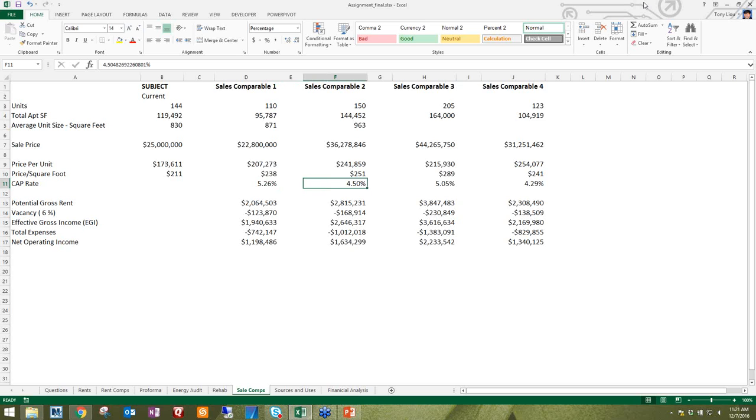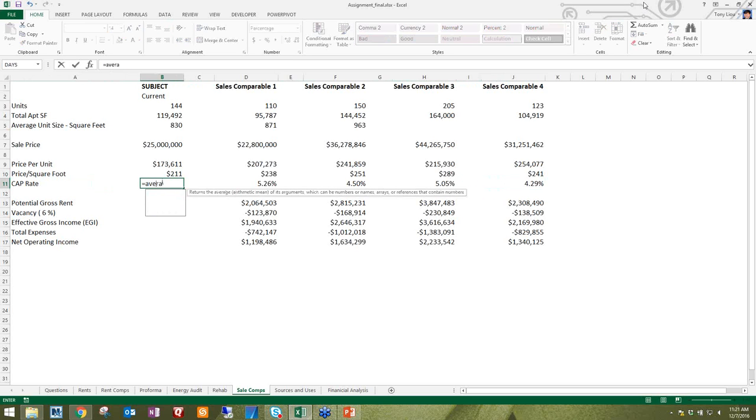And then we examine the sales comparable number 2. So again, it's similar, but we have a cap rate of 4.5%. We have a cap rate of 5.05% here, and then a sales comparable 4 has a 4.29% cap rate. So what I'll do here is I'll just take the average. Equals the average.